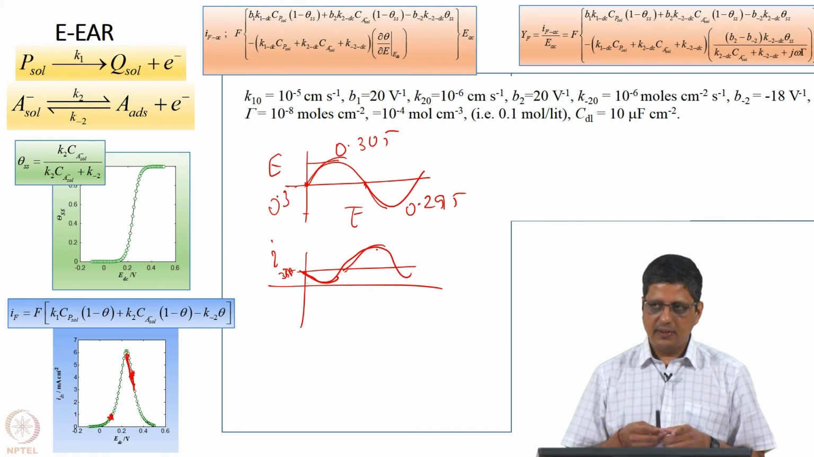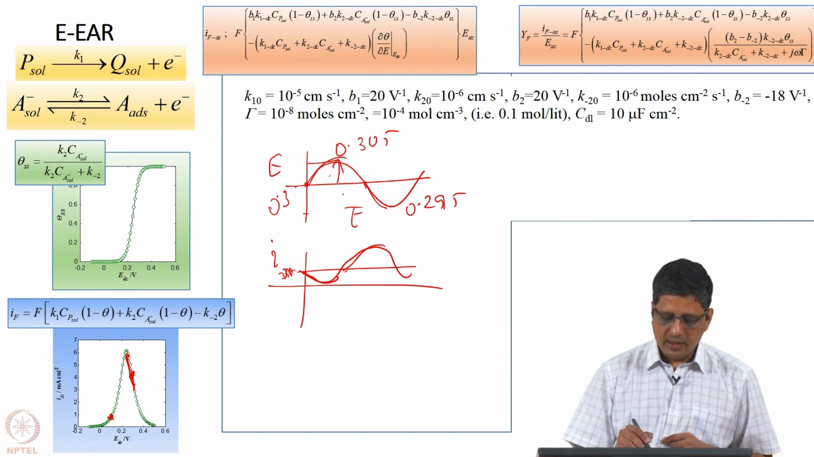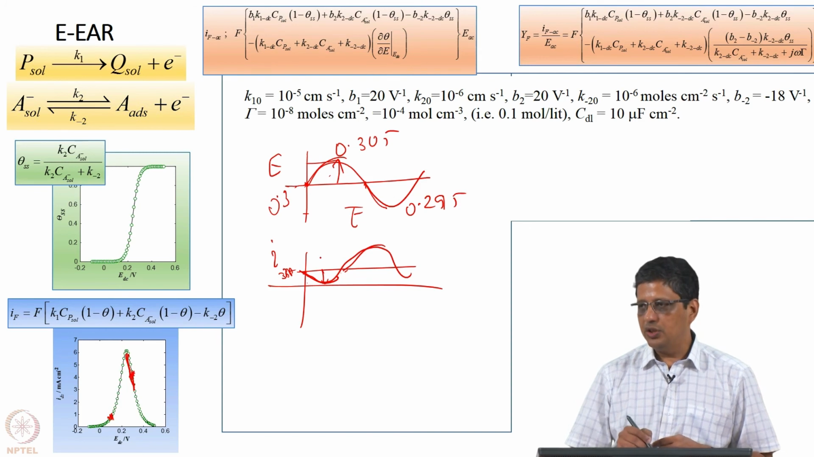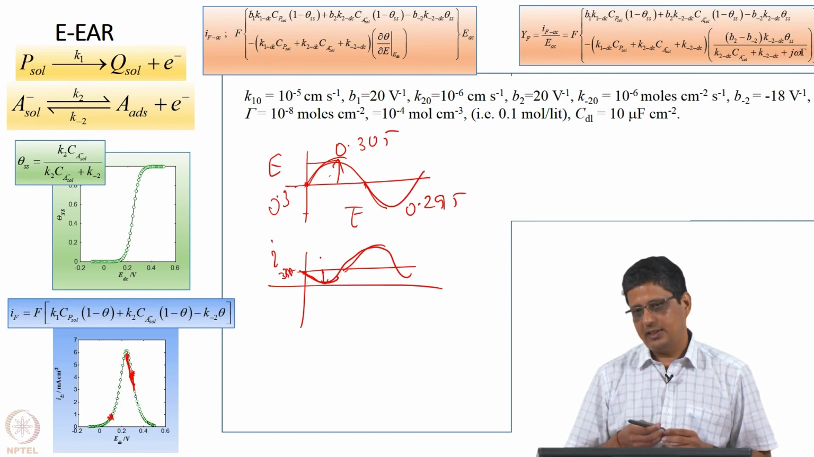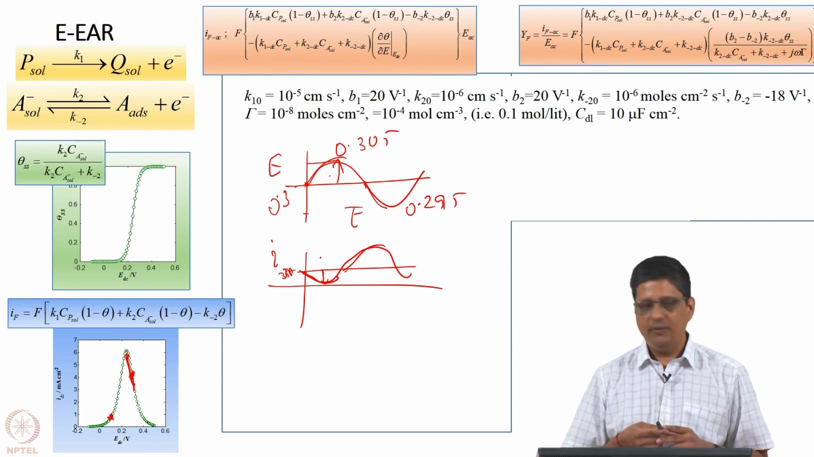When you measure in experiment, when you apply sinusoidal potential and measure the impedance, we are only measuring the differential impedance, that is we are measuring the amplitude ratio and the phase difference between the potential and the current. Okay, we will stop here today.